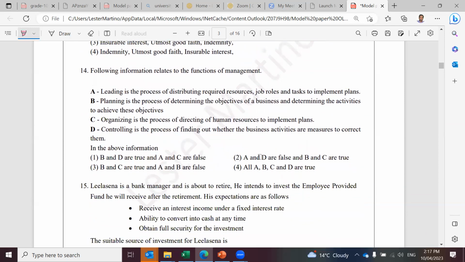Number 14. The following information relates to the functions of management. Leading is a process of distributing required resources, job roles, and tasks to implement the plan. Wrong, that is organizing. Planning is a process of determining the objectives of a business and the activities to achieve these objectives. Yes, that's correct. Organizing is a process of directing human resources to implement plans. That is leading. Controlling is a process of finding out whether the business activity is measured, to correct them. That's correct. So the answer is B and D are true, A and C are false.